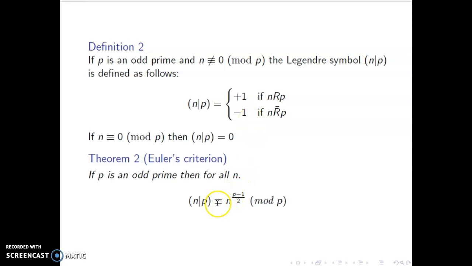So let me first assume it takes the value 0. If it takes the value 0, the left hand side is 0, and when is that equal to 0? When n is congruent to 0 mod p. And therefore, the right hand side is 0 to some power mod p, which is again equal to 0. Therefore, when (n over p) is equal to 0, both sides of the equation are 0, and hence the congruence clearly holds true.